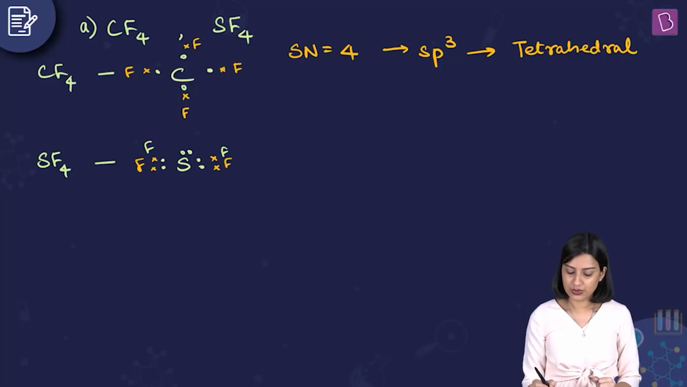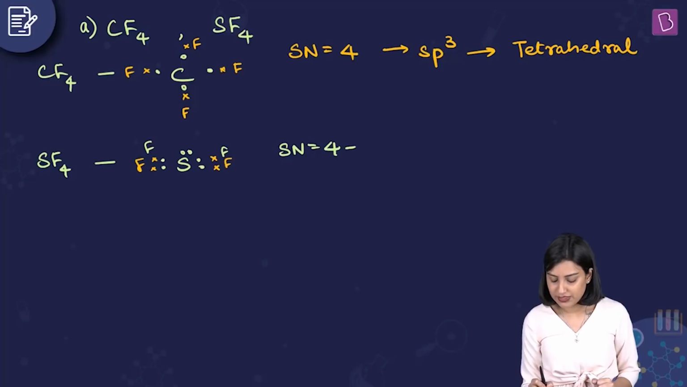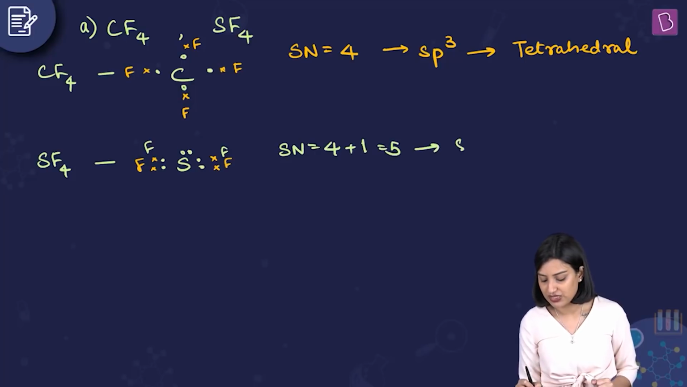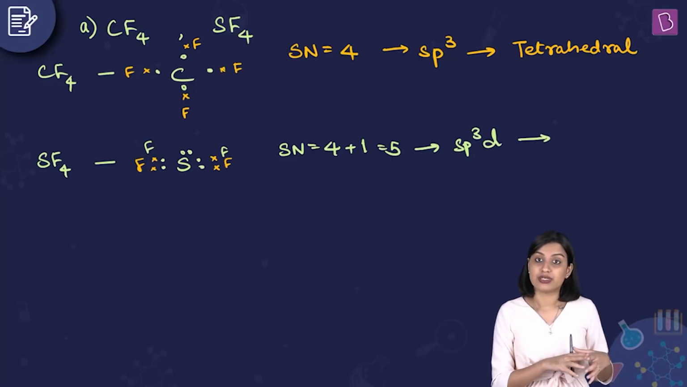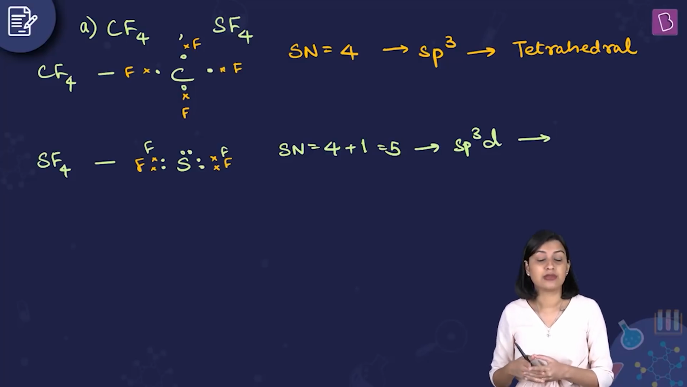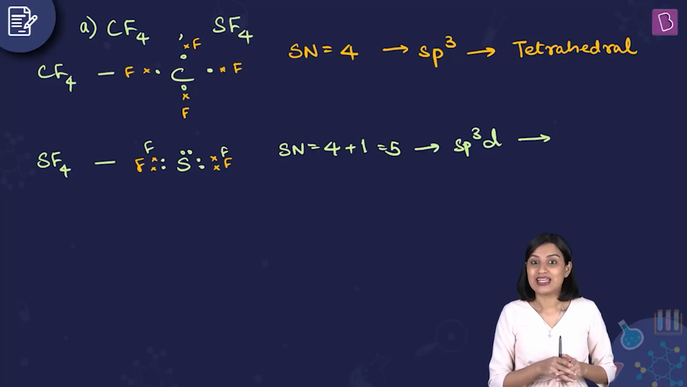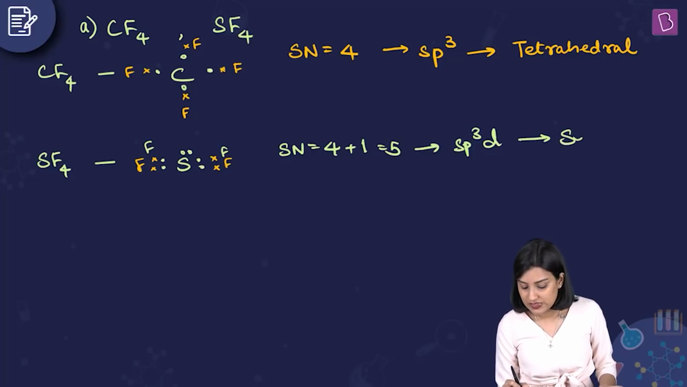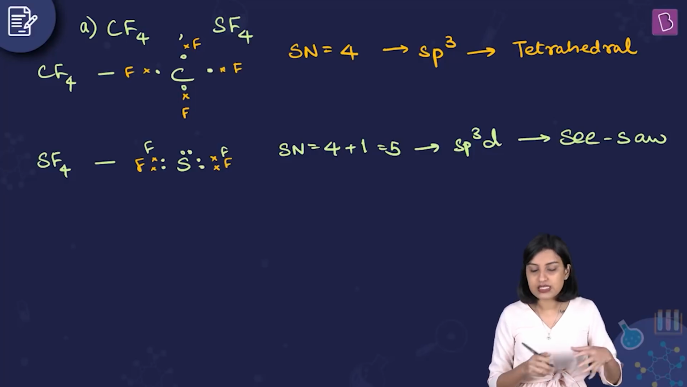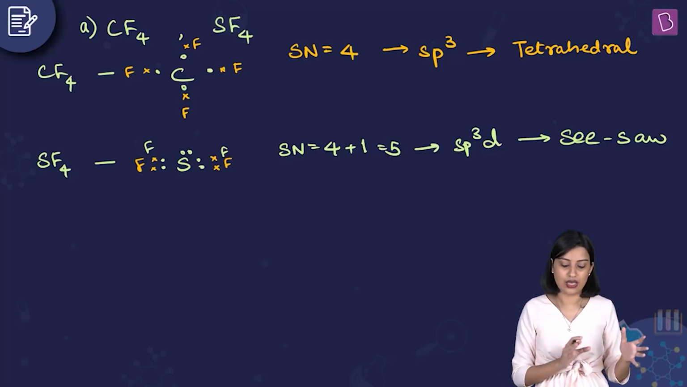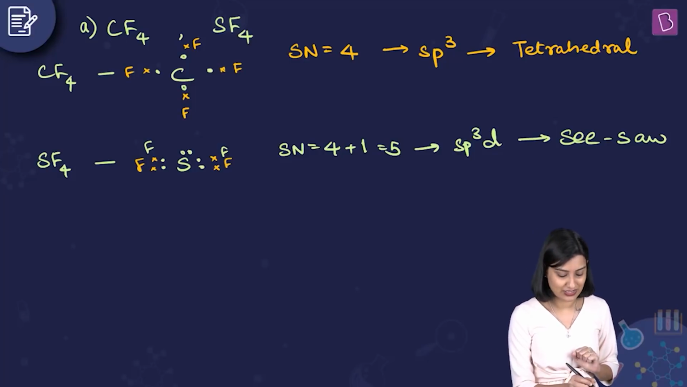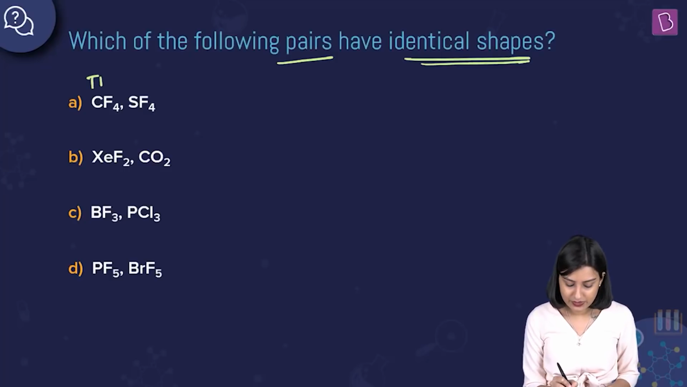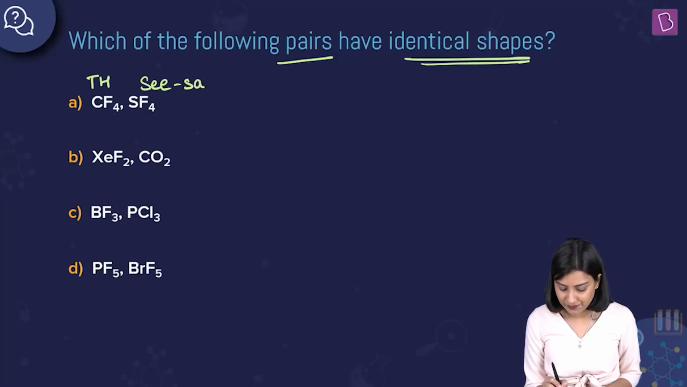So here what can you see? The steric number is 4 bond pairs plus 1 lone pair, so the steric number is 5. This is going to be sp3d hybridization. The geometry that is expected is trigonal bipyramidal, but since you have a lone pair, it's not going to be trigonal bipyramidal anymore. Instead, what you will observe is a seesaw shape, not a 2D structure but a 3D structure indeed. So CF4 has a tetrahedral shape, SF4 has a seesaw shape, so definitely their shapes are not identical. I'll write it here. This is tetrahedral, this is seesaw.